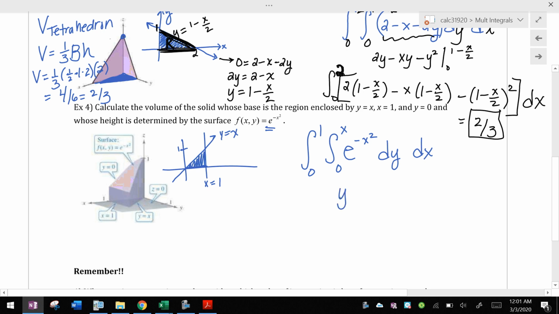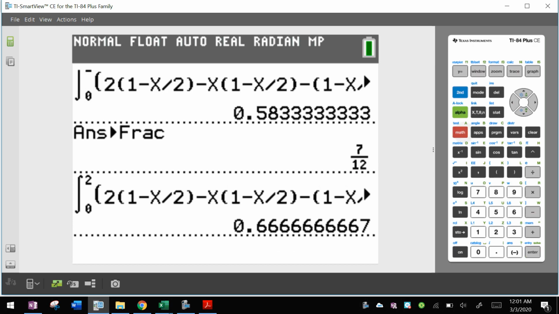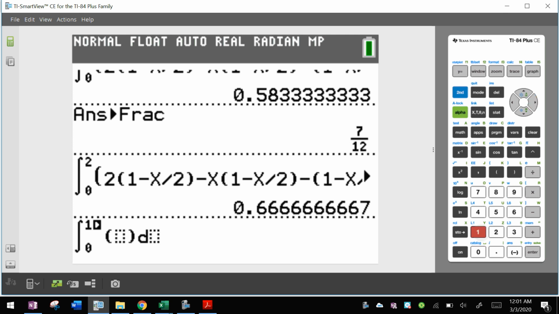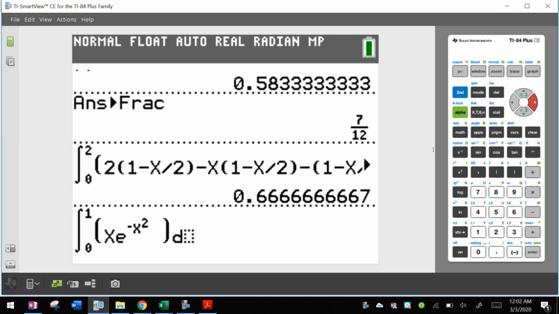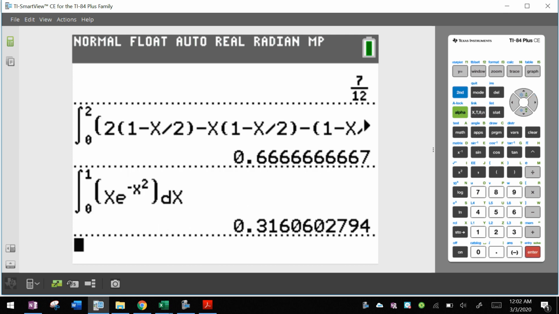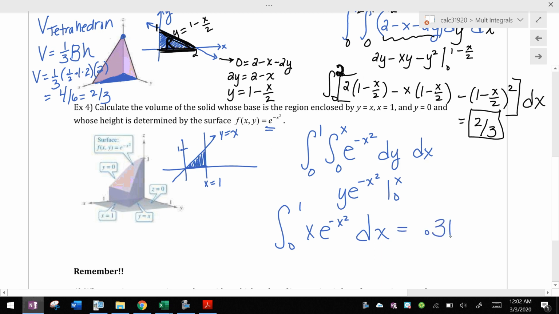And then my antiderivative would be y e to the negative x squared from 0 to x, which is going to be x e to the negative x squared minus 0 dx, which is math, come on. x e to the negative x squared dx, 0.316. And there is your answer.